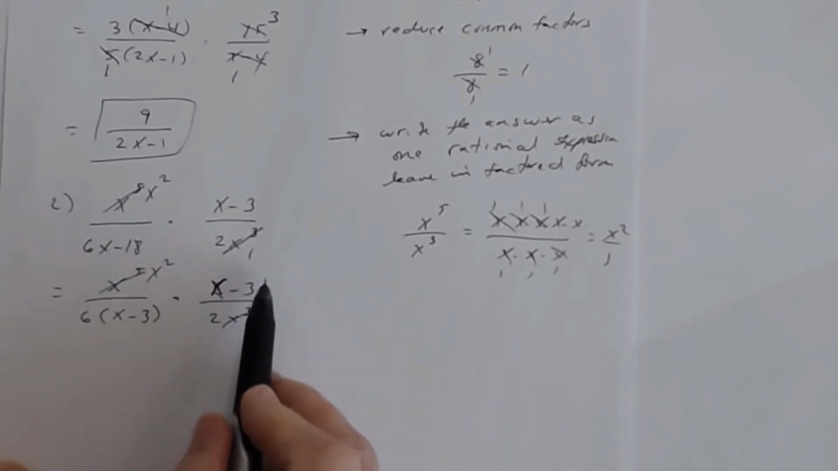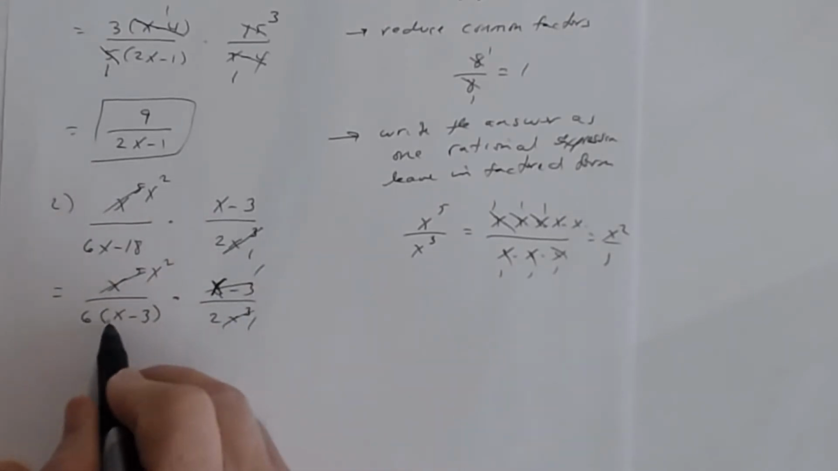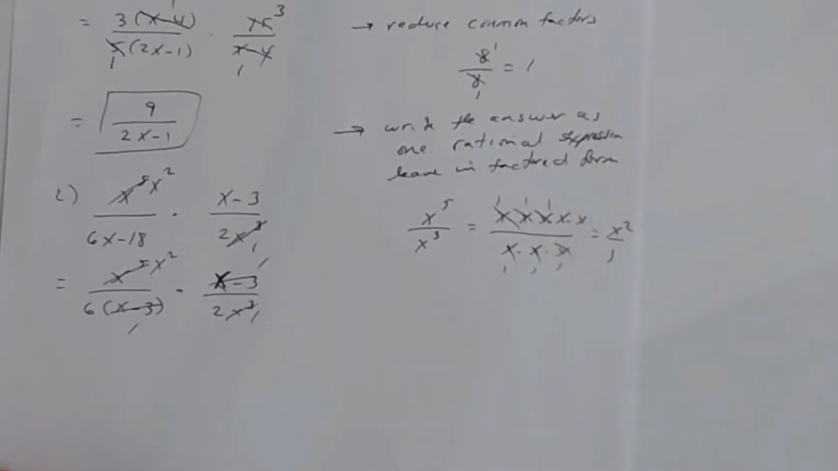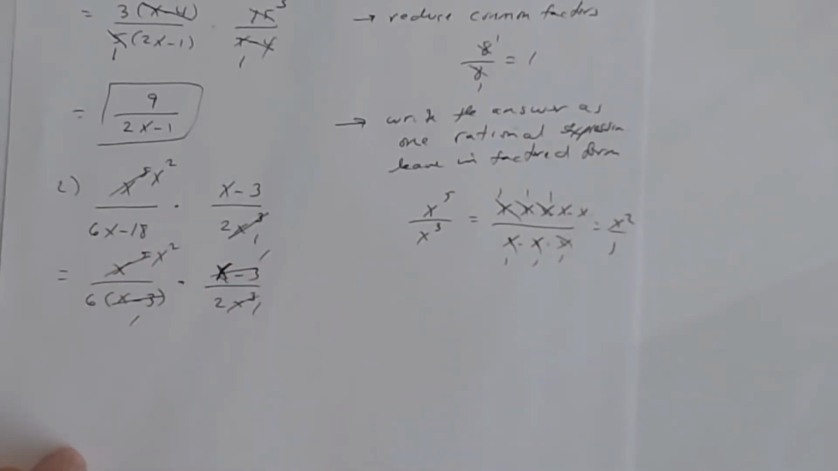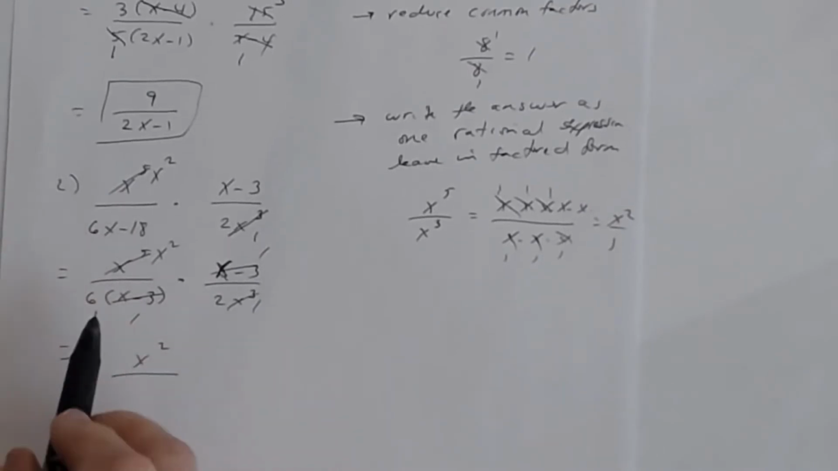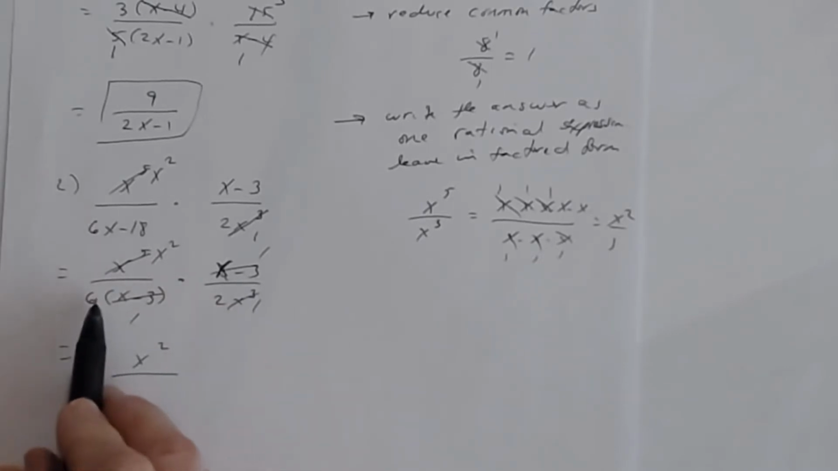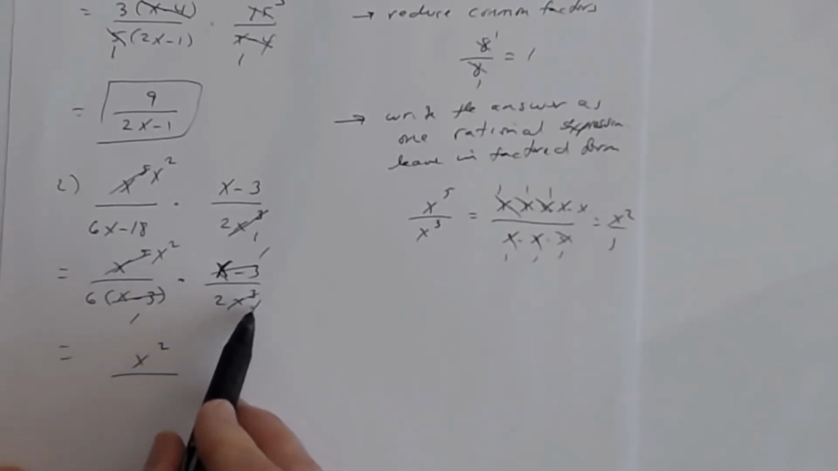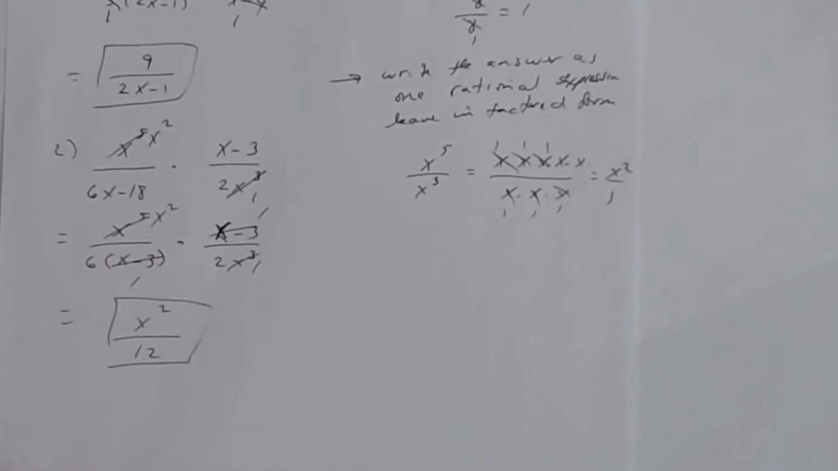All right, the next factor is x minus 3, right here. That reduces into this one. See that? So those divide out. Make sure you cross them out and put 1s in their place. And that's all you can do. You've taken care of all the factors in the numerator. So now you write the answer as one rational expression. So x squared times 1 is x squared. 6 times 1 times 2 times 1 is 12. So the answer is x to the 2nd power divided by 12. All right, so that was number 2.